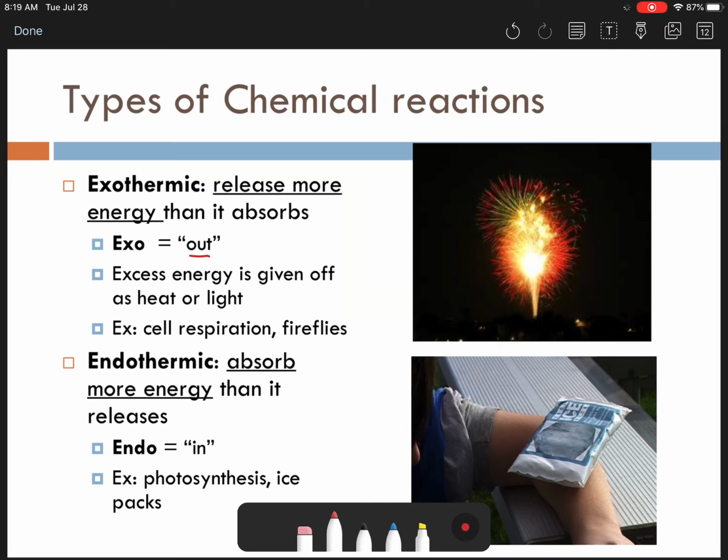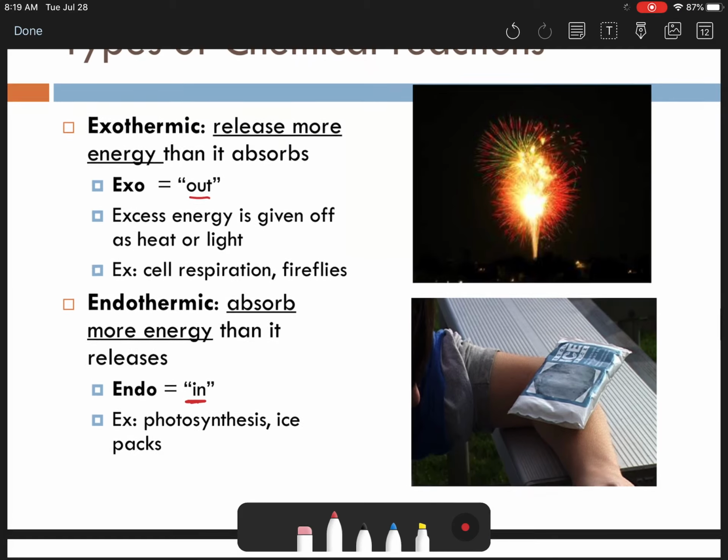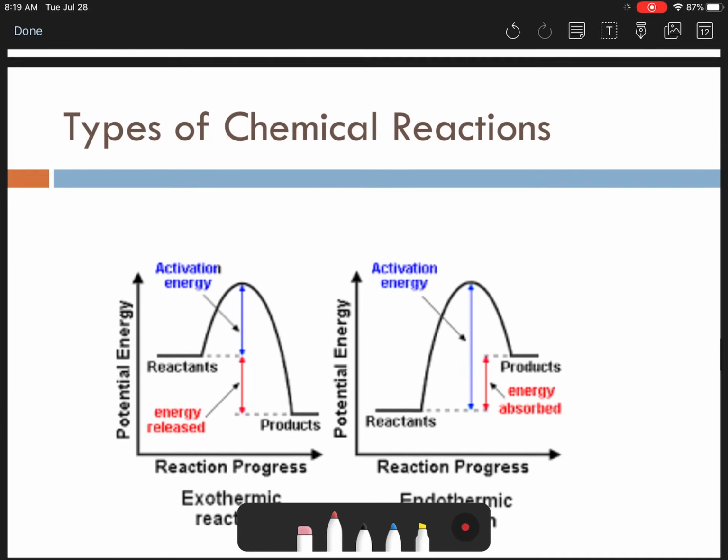exothermic reaction. Endothermic reactions absorb more energy than they release. And endo means in, so it's absorbing more energy. So it's showing you a picture there of an ice pack. It's absorbing the heat energy being radiated from the injury in your arm, the inflammation from your arm, and it's absorbing that into the pack. And photosynthesis also absorbs light energy. When plants take in light energy, they're absorbing that in, and so that's an endothermic reaction as well.